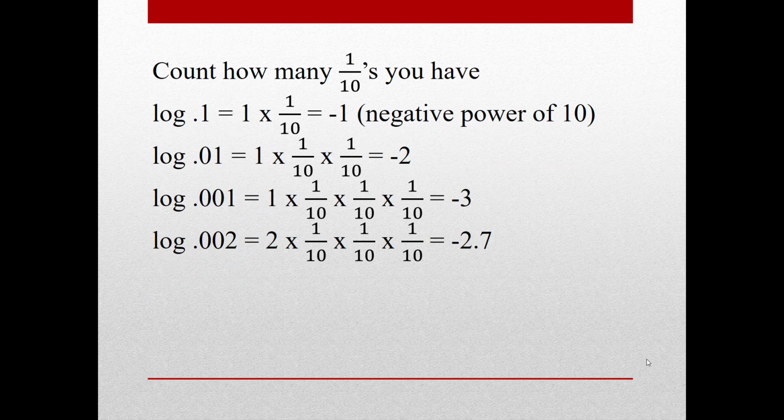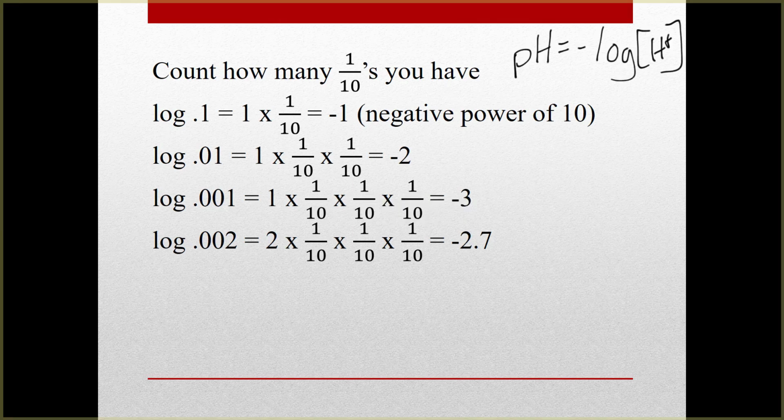Now in chemistry, we have very small numbers. Our small numbers count how many 1/10ths we have, and you're going to get a negative number for these small numbers. That's why in your formula for pH, you multiply by a negative. So if you had log of 0.1, or 1 times 10 to the minus 1, you would get a log of negative 1, whatever that exponent is. And again, in your pH formula, we multiply it by a negative just to get rid of it.